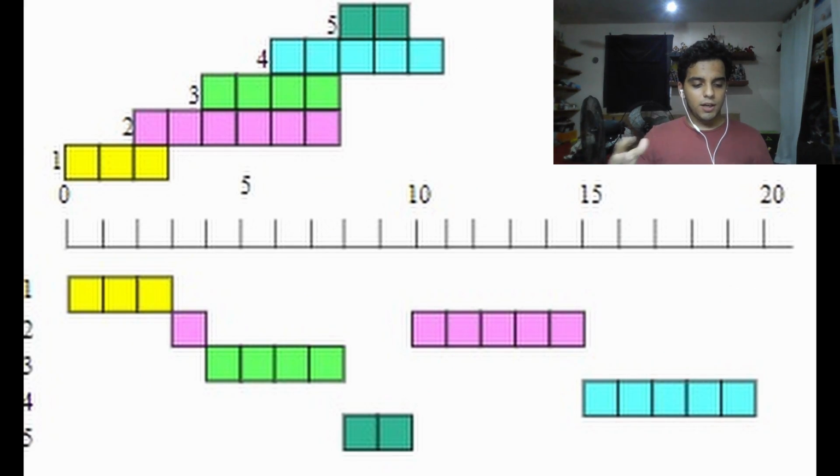Y luego está el del menor tiempo de respuesta, que también es expropiativo. Se procesan primero los que tengan el menor tiempo al mayor. El problema de esto es que es como el de corto. Entonces, los que tienen mayor tiempo van a estar hasta el final.